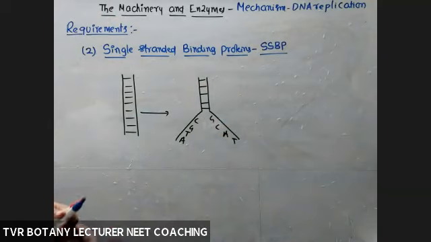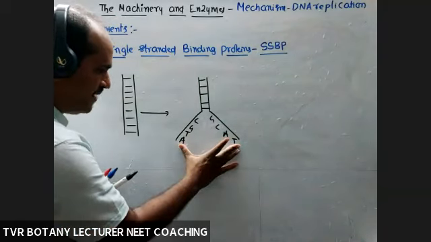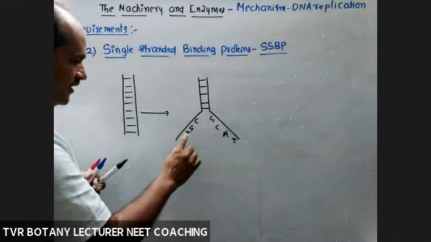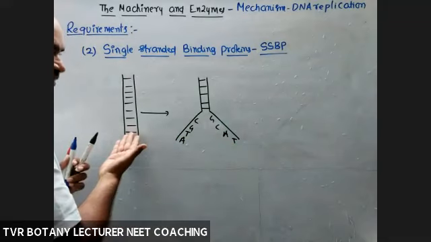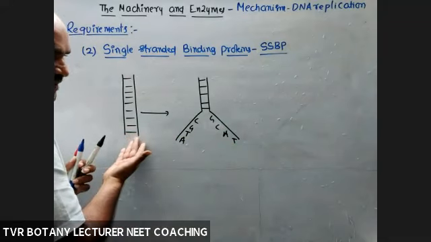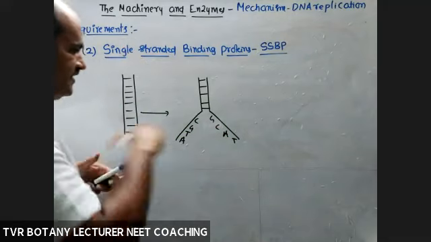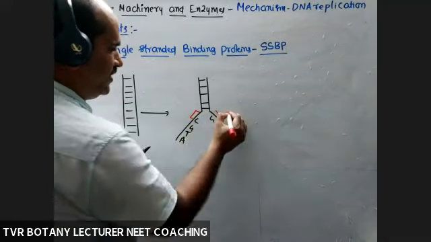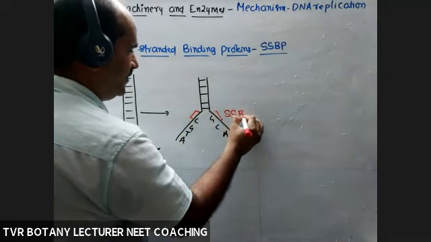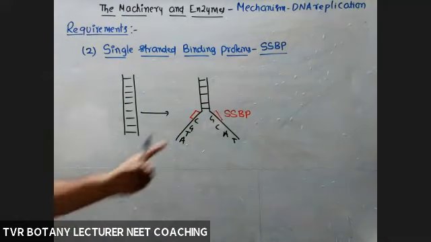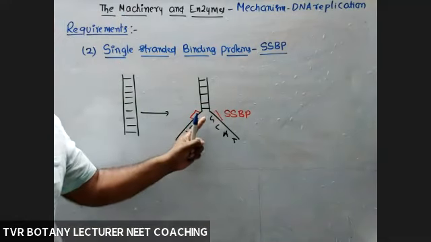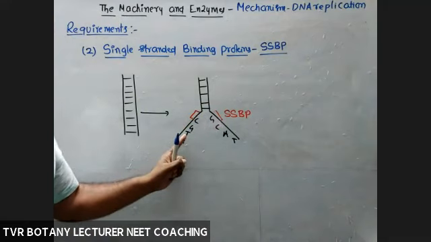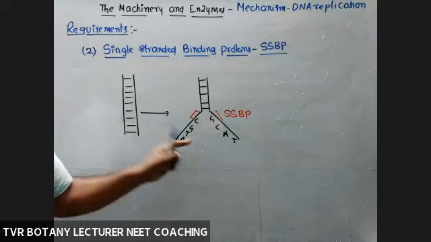If conditions are favorable, these two strands can come back to normal. The two strands reassociate and are converted into a double stranded one. Now what is the role of a single stranded binding protein, SSBP? Its purpose is that it prevents reassociation of both the strands. It prevents formation of a double stranded condition.